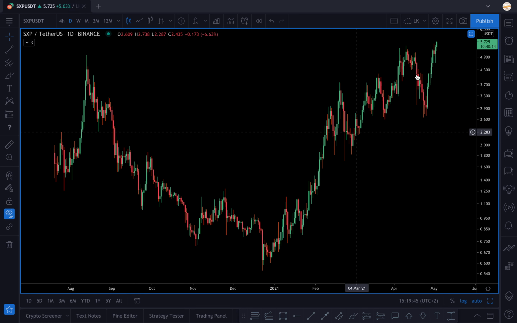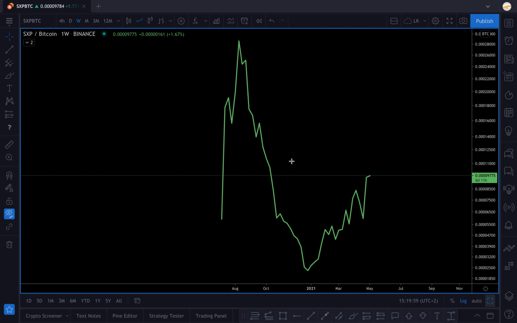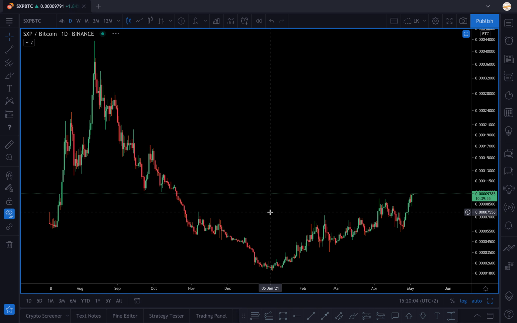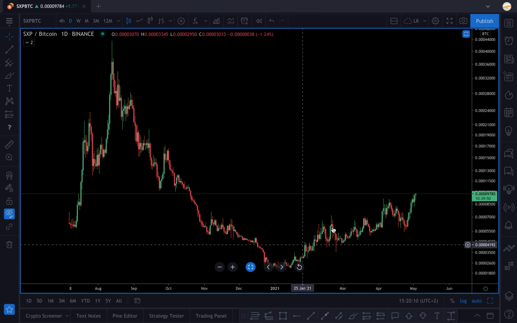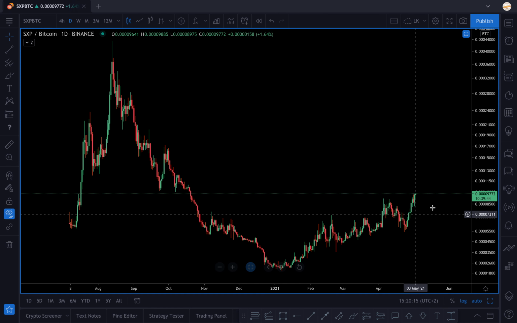If I sell my Swipe coin, I get 5724 US dollars. If I have 5724 US dollars, I can buy one Swipe coin. You're good with me? Then we can compare that to the Swipe to Bitcoin chart. This is Swipe to Bitcoin. It's the same, but it shows you one Swipe coin's value in Bitcoin. So if I have one Swipe coin and I sell it, I get 0.000097773 Bitcoins. You're good with me?